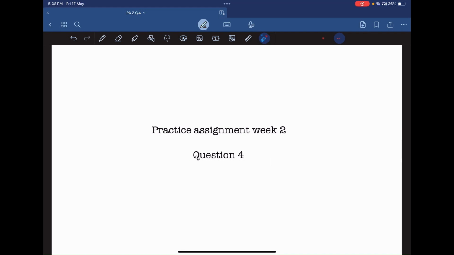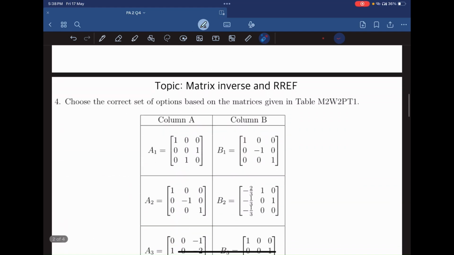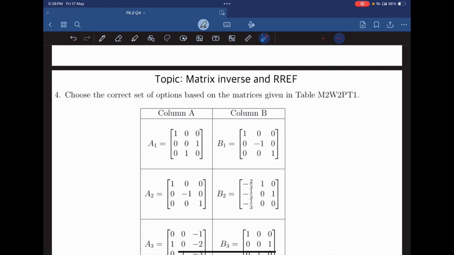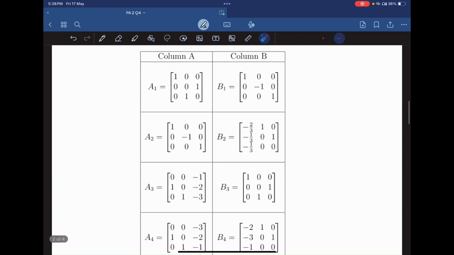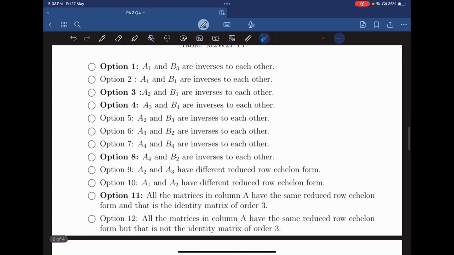Hello everyone. So let's now solve question number 4. The question says, choose the correct set of options based on the matrices given in the table. We have 4 matrices in each column, column A and column B. And if we look at the options, they are asking us to find the inverse of these matrices.